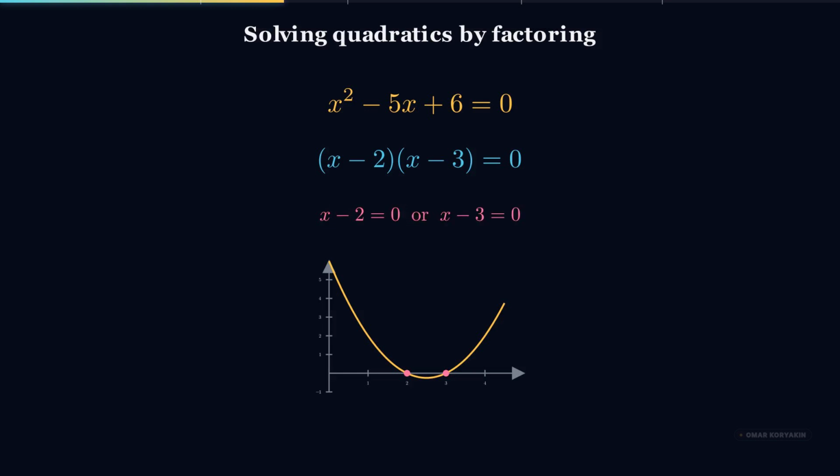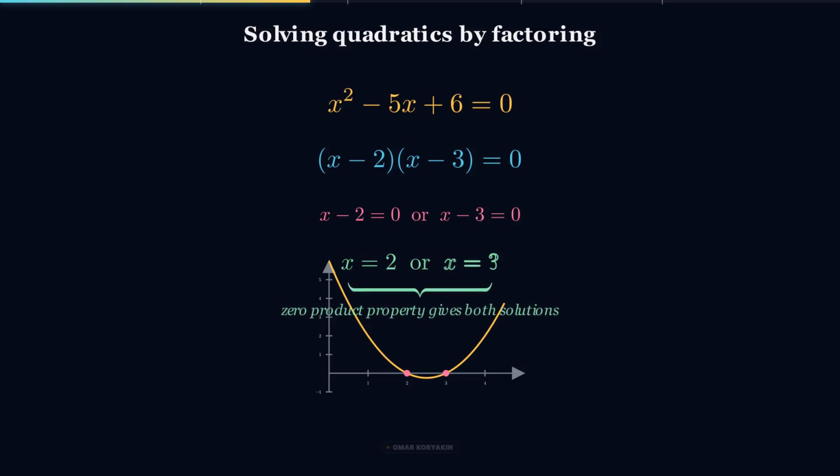Apply the zero product property. Either x minus 2 equals 0 or x minus 3 equals 0. Two simple linear equations, each with one solution. From x minus 2 equals 0, x equals 2. From x minus 3 equals 0, x equals 3. The two solutions are x equals 2 and x equals 3, both visible on the parabola as the x-axis crossings.